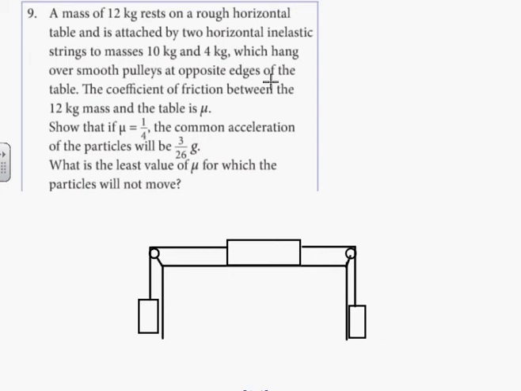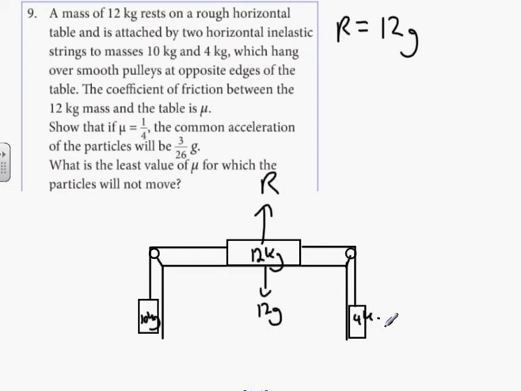Okay, so 12 kilograms. Reaction force R, weight of 12g, R equals 12g. The friction force, whichever way it goes, so I have a choice where to put the 10 kilogram mass. I'm going to put the 10 kg here and the 4 kg here. That means nothing else other than that the acceleration is now going to the left. So they all have a common acceleration a.